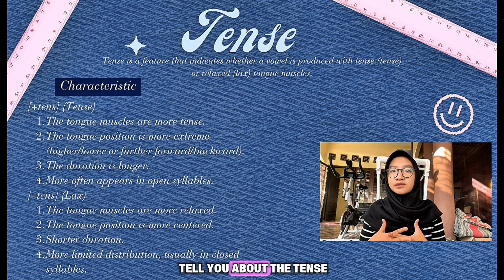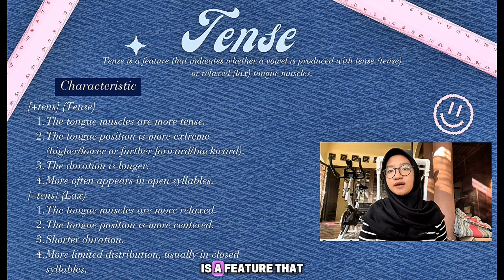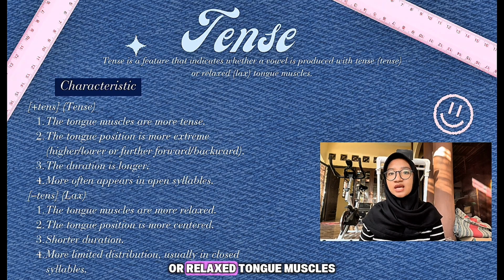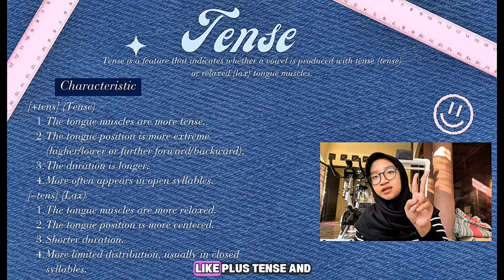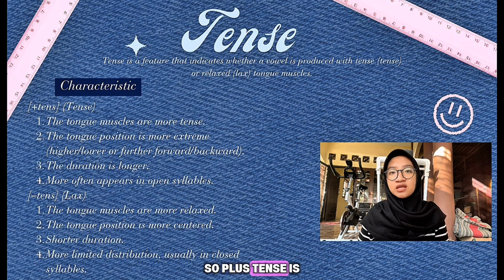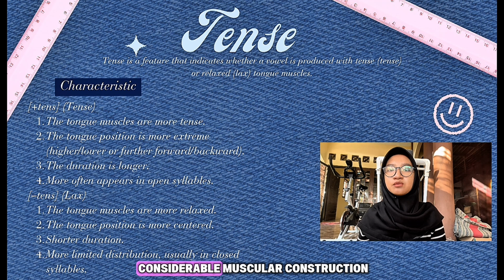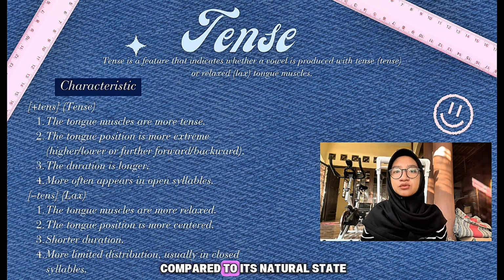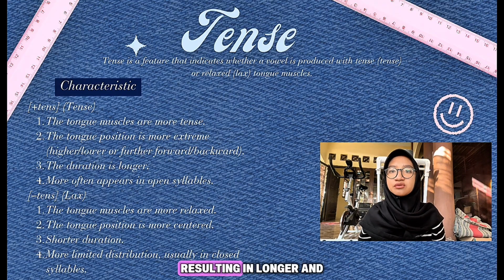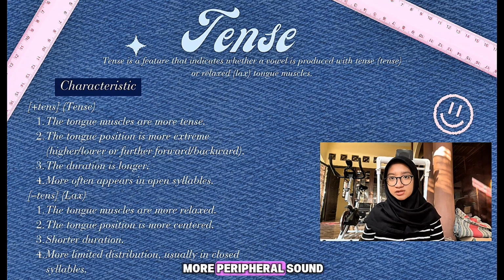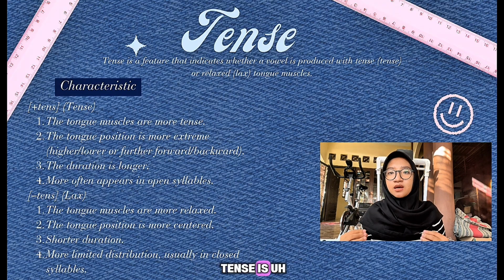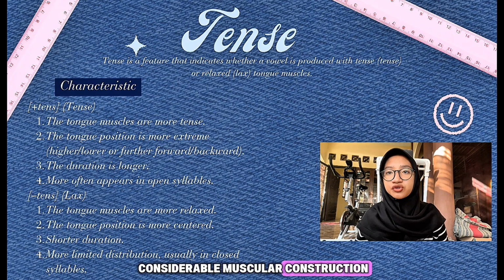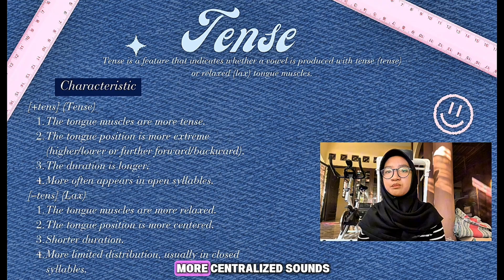Now I'm going to tell you about tense. So tense is a feature that indicates whether a vowel is produced with tense or relaxed muscles. There are two values, plus tense and minus tense. Plus tense sounds are produced with considerable muscular constriction or tensing of the body of the tongue compared to its neutral state, resulting in a longer and more peripheral sound.